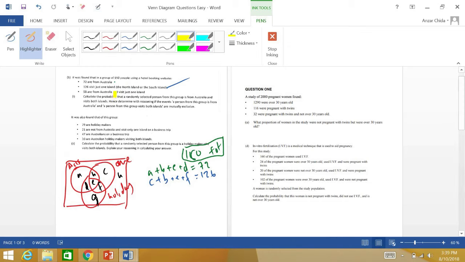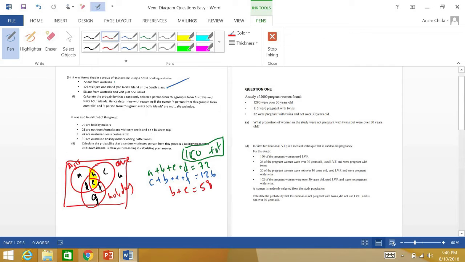Alright, 58 are from Australia and visit just one island. Okay, now we've got two things specified, not the third. So they have not specified whether they go on holiday or not. They just said Australia and one island. So that includes this and this. These are Australians who go to one island, not a holiday. These are Australians who go to one island and holiday. Either way, both of them include the Australian one island. Again, if they don't specify holidayness, you don't do that. We're going to include both B and E. Very important here. 58. Okay.